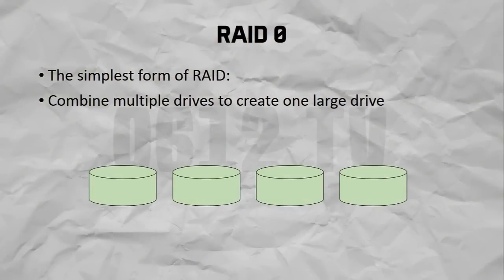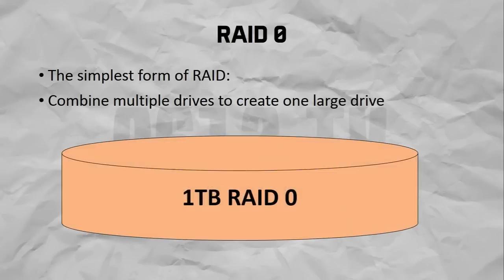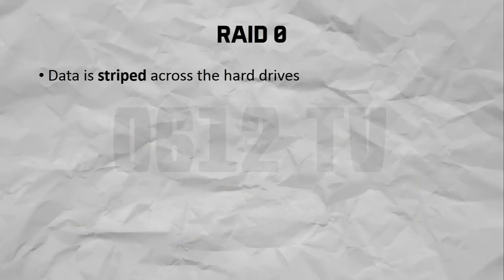All you're doing is combining multiple drives together to create one large drive. What this means is if we have 4 drives of 250 gigabytes each, using RAID 0, you can create what will appear as a 1 terabyte drive to your operating system. Now, the method used by RAID to combine these 4 drives together to allow them to work in tandem is called striping.